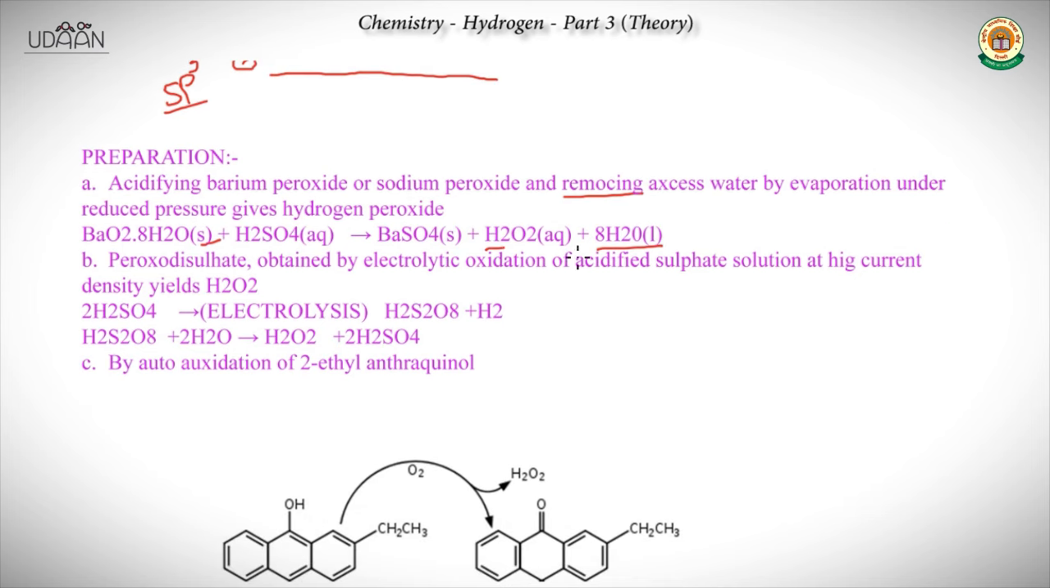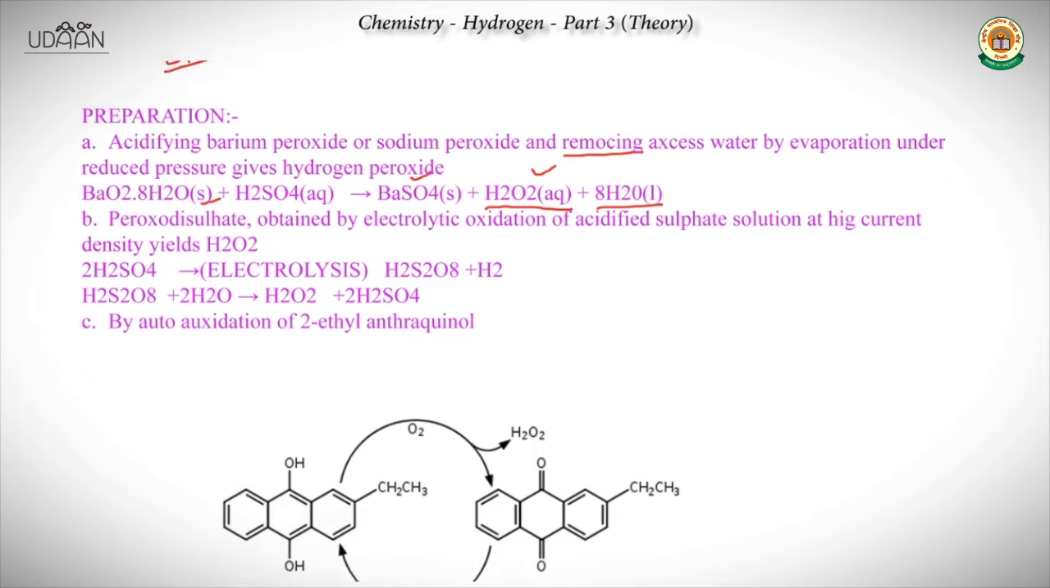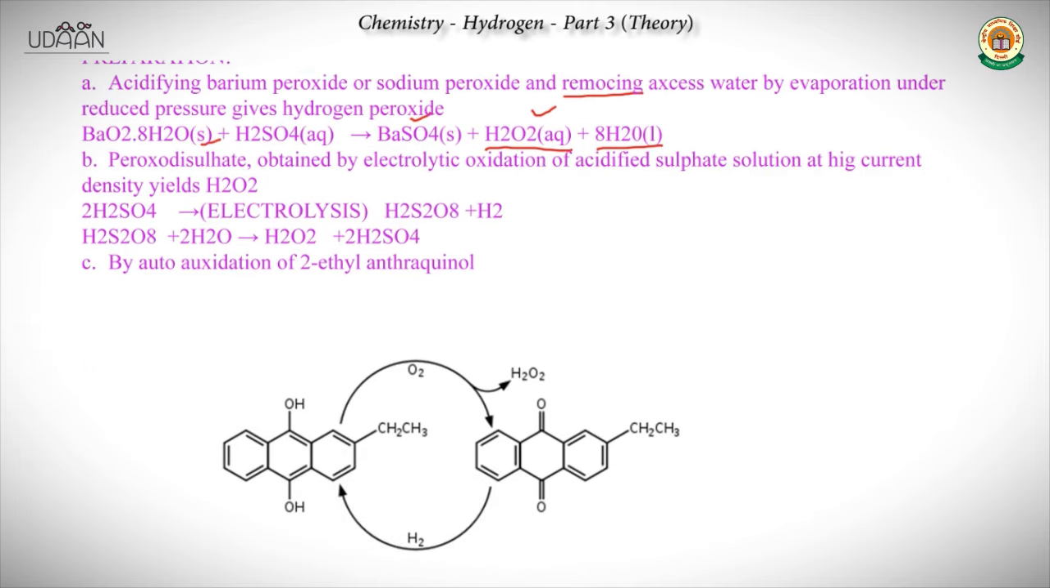In this method we get H2O2 in solution, and this can be obtained from peroxydisulfate. This is obtained by electrolysis, the electrolytic oxidation of acidified sulfate. The reaction is H2SO4 giving H2S2O8 plus H2.